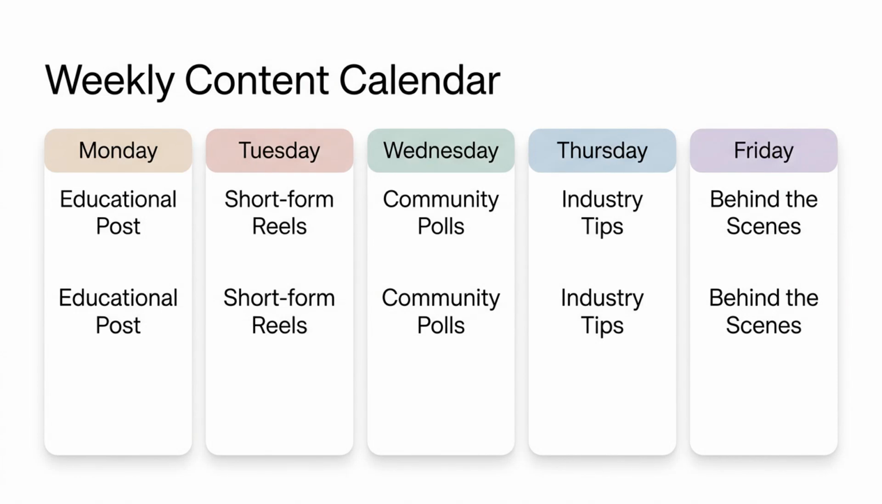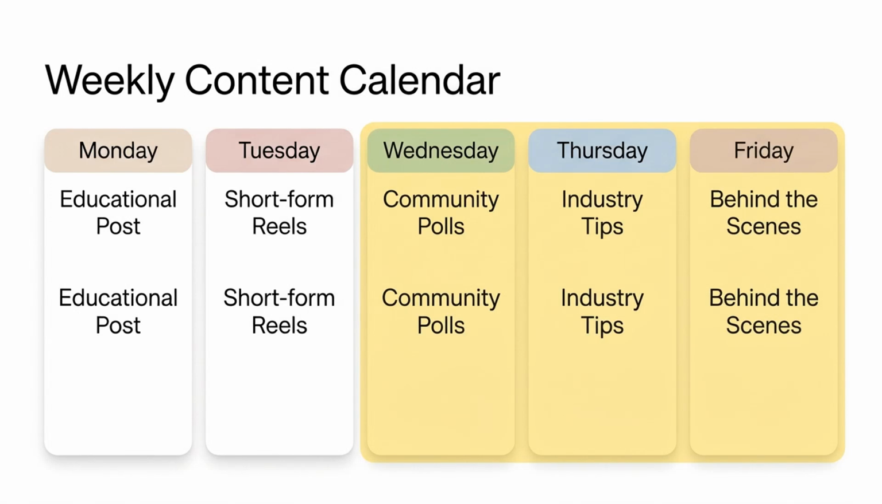To execute those pillars consistently without burning out, you need a rigid, well-planned content calendar. Randomly posting whenever you happen to feel like it will completely destroy your organic reach. Assign a specific content pillar to each day of the week. For example, kick off Monday with a deep educational post and use Tuesday for high-reach short-form reels.